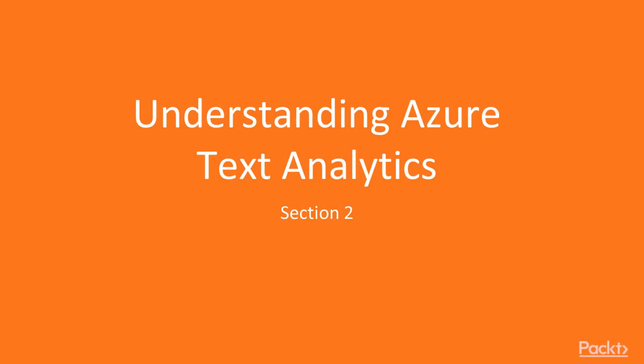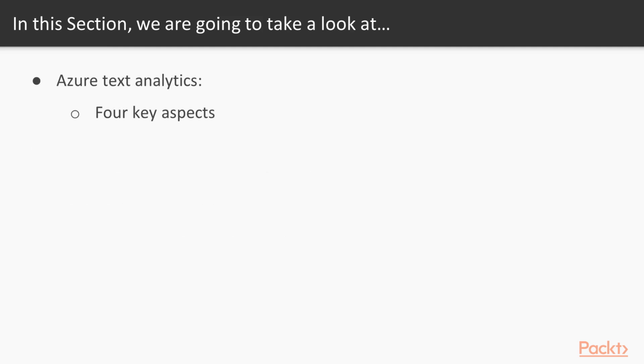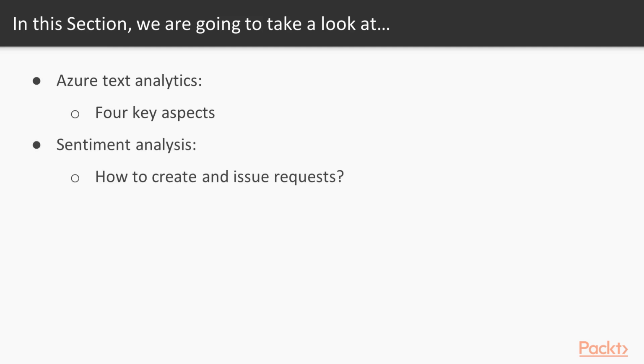Hi, and welcome to Section 2, Understanding Azure Text Analytics. In this section, we will explore the 4 key aspects of the Text Analytics API, before looking at how we construct requests and analyze the results. But firstly, we're going to look at the 4 key aspects of the Azure Text Analytics API, what they are and how they work. Then, by using our function app from Section 1, we will take a look at how we create requests to the Sentiment Analysis API.